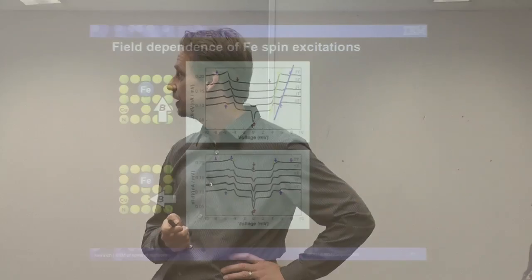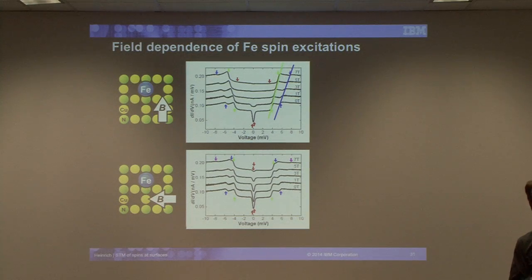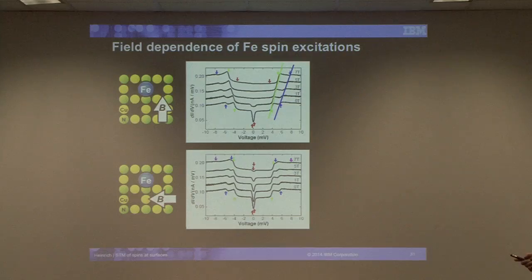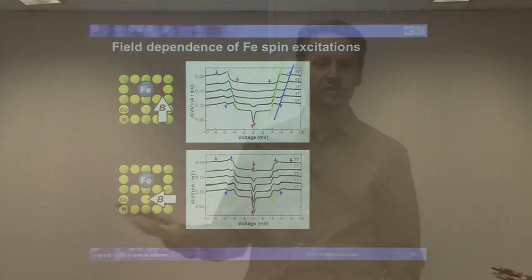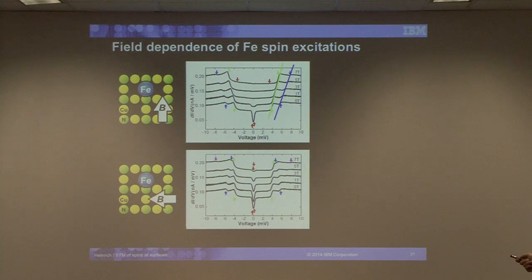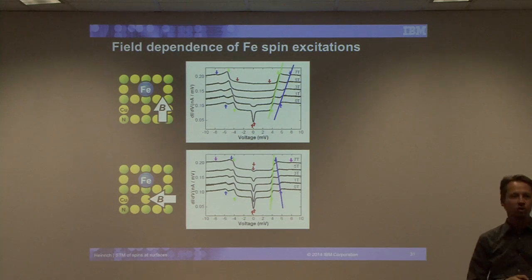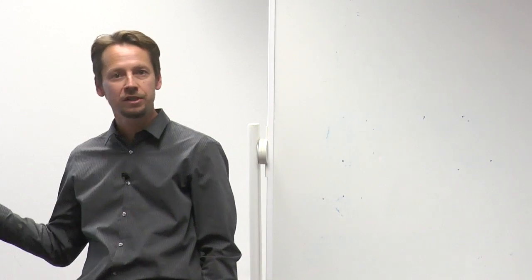If I apply the magnetic field in a perpendicular direction, also in plane but rotated 90 degrees with respect to this iron atom and this particular spatial direction, then of course at 0 Tesla the spectra have to be the same. And then we increase the field. Well, the 4 millivolt mode stays roughly constant. The 6 millivolt mode goes down in energy. And the central mode seems to be sticking around much longer. So quite a different dependence here.